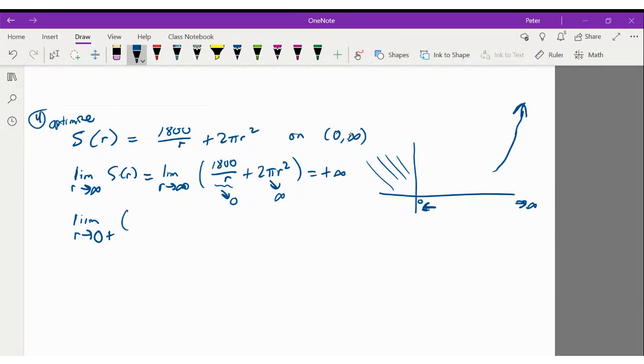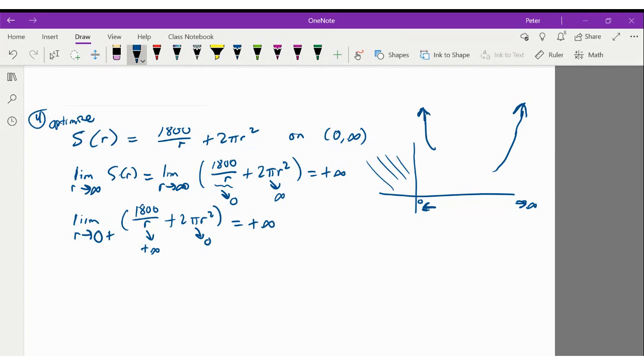So this is 1800 over r plus 2 pi r squared. By substitution, this part of the function approaches 0, and here we're taking 1800 and putting it over a very, very tiny but positive number, causing this to approach positive infinity. So we can see that 0 is in fact a vertical asymptote of the function.